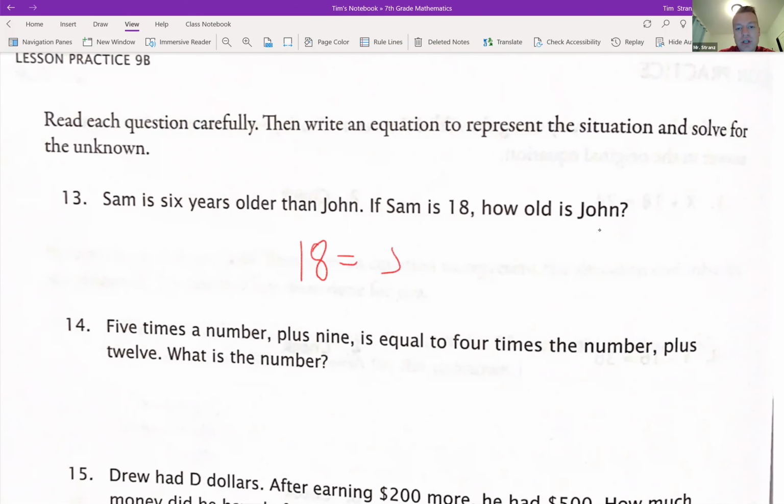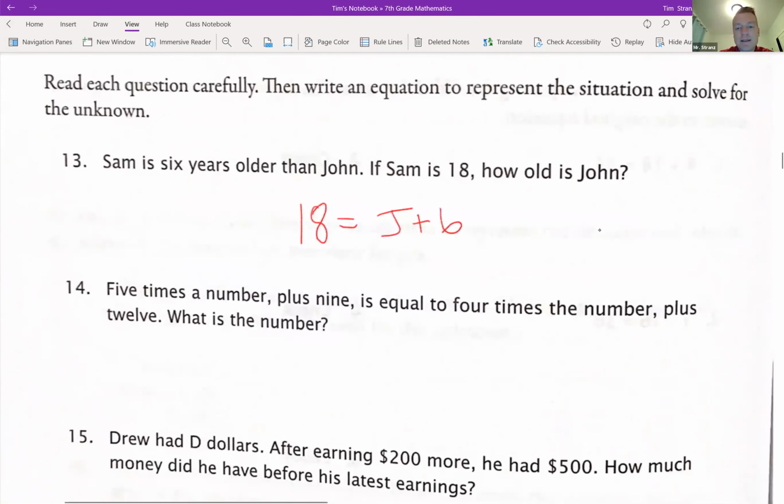So John plus 6 equals 18, okay? So to figure out how old John is, I need to subtract 6 from this side. These cancel out. Subtract 6 from this side. J equals 12. And that makes sense because Sam is 6 years older than John. John's 12. Sam is 6 years older, which makes him 18.